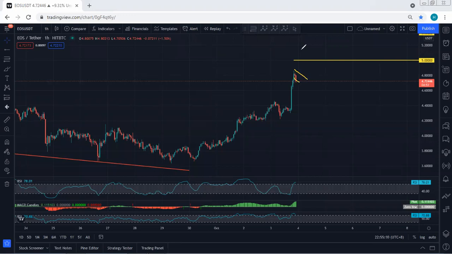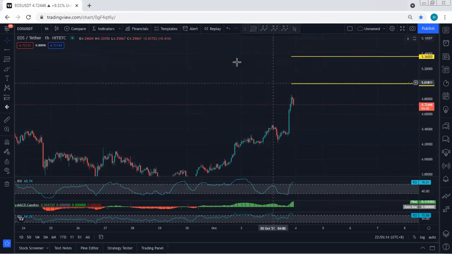What I mean by short term is, as long as we get into profit, at least we move our stop loss to break even. And right now we're looking at whether the price can break 5, followed by 5.36, or not. Anyway, we just follow the chart.